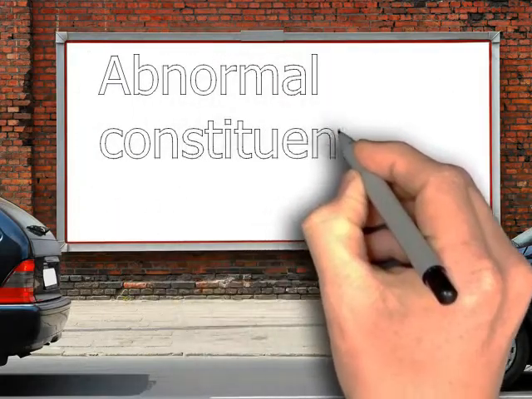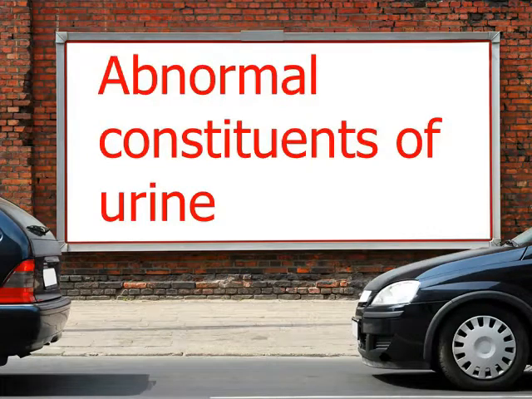Abnormal constituents of urine. During diseased conditions, the urine may contain some abnormal constituents indicating certain disorders in the body. Some of these constituents are as follows. Glucose: the presence of excess glucose in urine is called glycosuria, and this indicates that the person is suffering from diabetes mellitus. Blood: if the urine contains blood, it signifies kidney stones, tumor or some infection in the urinary tract. The presence of blood in the urine is called hematuria.